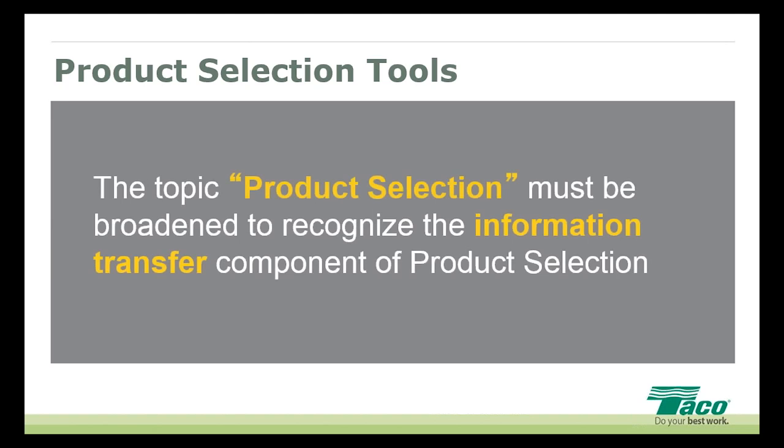The other thing that came to mind is that product selection is almost out of date. It needs to be broadened, and it's information transfer. It's the ability to quickly coordinate architectural needs, electrical needs, structural needs. So it's not just selecting a model number. It's far deeper than that, and it's the ability to get that quickly and coordinate with those other trades.